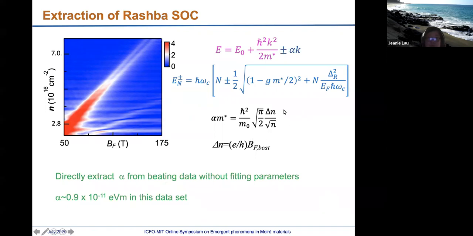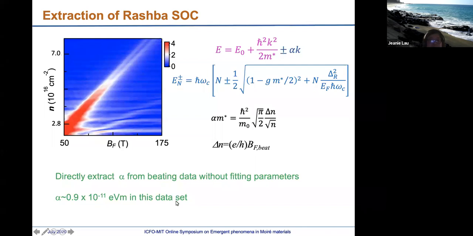So all of these we can obtain from the data, and this m star we also obtain from the temperature dependence of the oscillations. So now we can extract alpha without any fitting parameter. In this particular data set, alpha is roughly 0.9 times 10 to the minus 11 eV meter. This looks like a small number, but actually I should say this is a fairly large number. For example, in indium arsenide quantum wells, this would be 0.2 or 0.1.